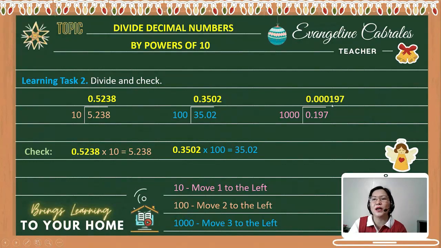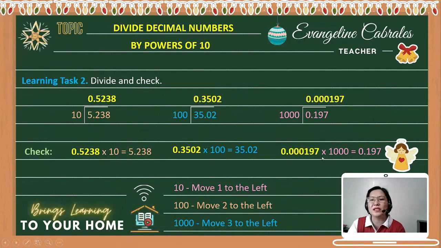Ang sagot na ay 197 millions. And to check, 197 millions times 1,000. Ilang beses papunta sa kanan? 3. Kasi 3 ang 0. 1, 2, 3. That's why the answer is 197 thousandths, kapareho ng nasa dividend.